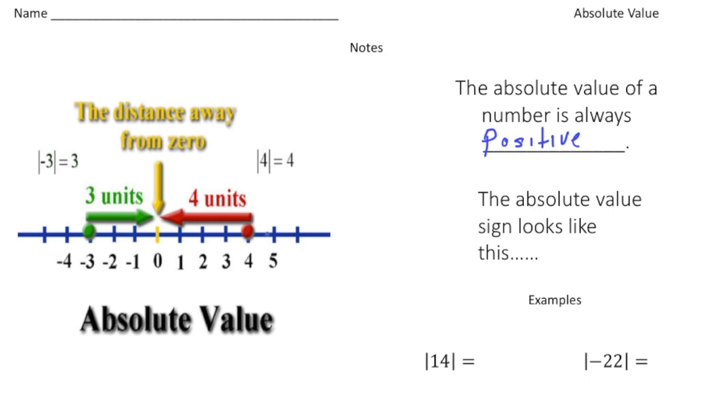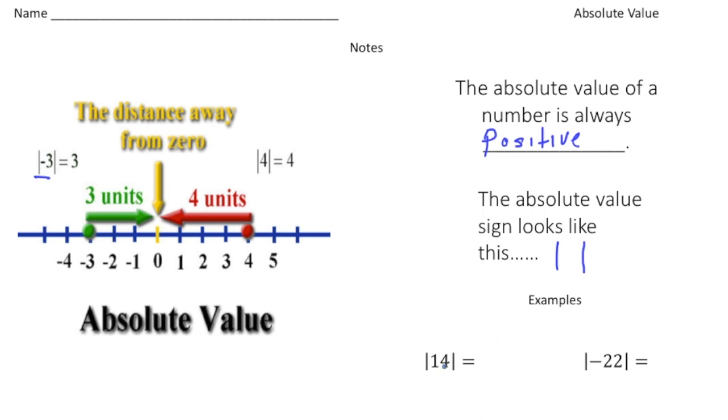And then the absolute value sign looks like this. Looks like two lines that are parallel going up and down like that. So over here, this diagram shows that the absolute value of 4 is 4 because 4 is 4 spots from 0. And the absolute value of -3 is 3 because -3 is 3 spots from 0. So remember, it's always going to be positive.